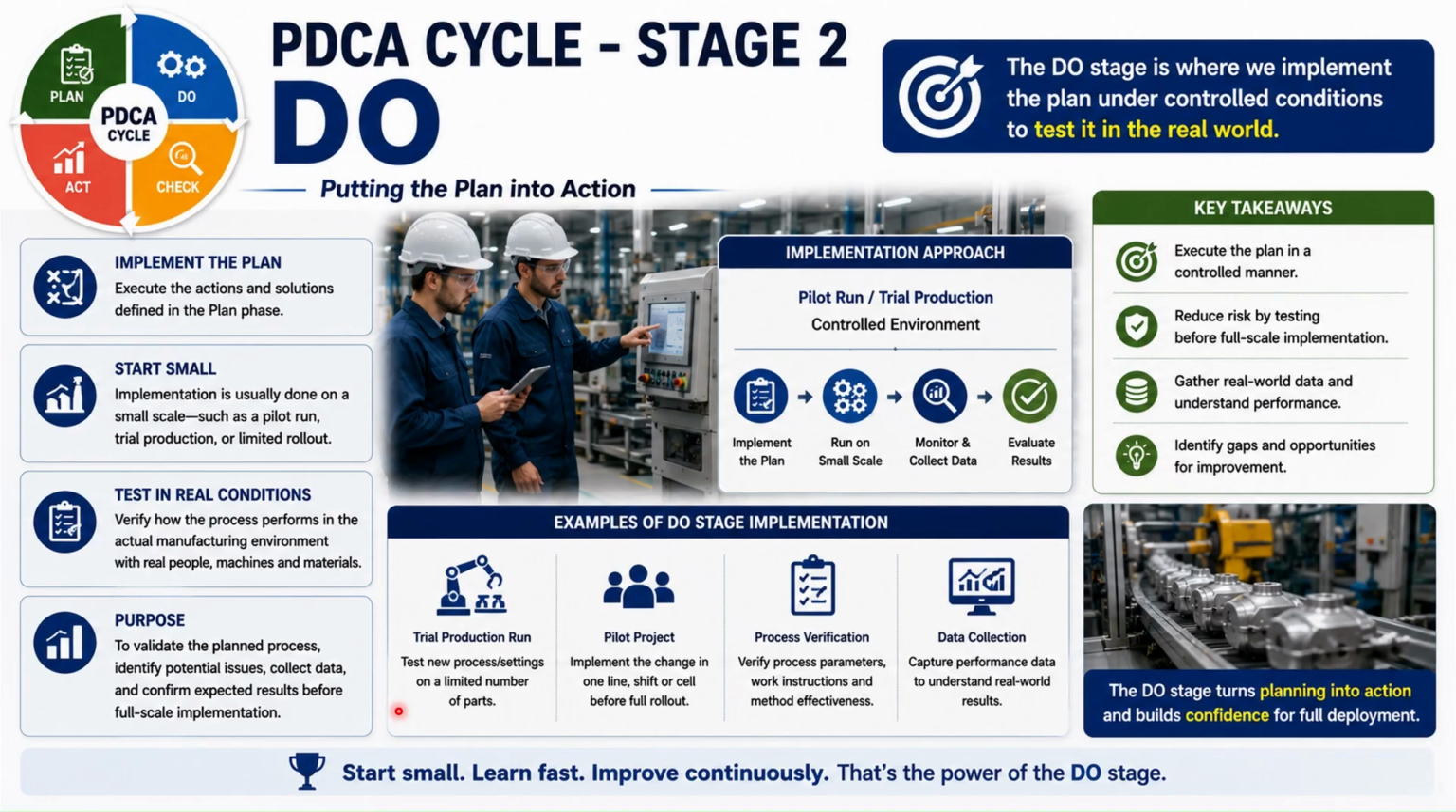Instead of making immediate plant-wide changes, manufacturers usually start with a pilot run, trial production, or a limited-scale implementation. This approach allows engineers to observe how the process performs under real operating conditions without exposing the entire production system to unnecessary risk. The team collects data, monitors process performance, identifies unexpected issues, and verifies whether the planned improvements achieve the desired results. In simple terms, the do phase transforms planning into practical action while keeping risks under control.